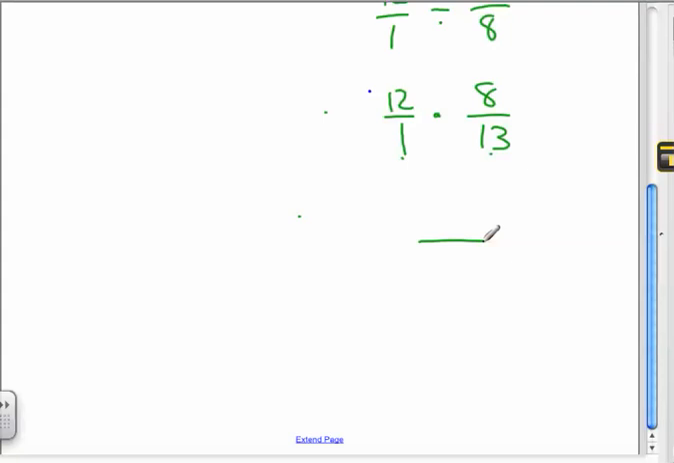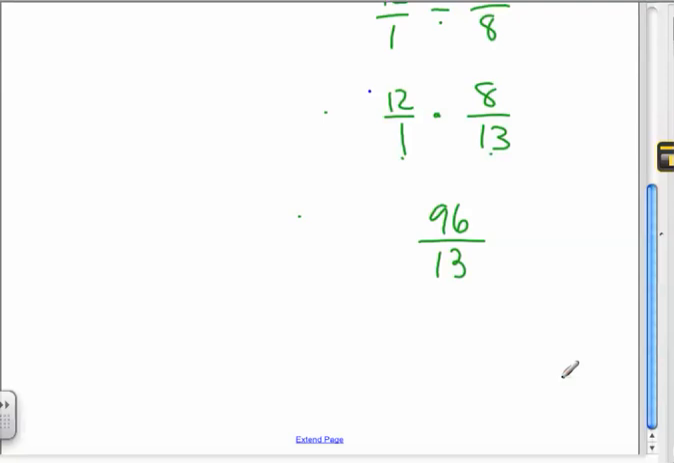What do I get in the numerator, please, Rex? 96. I get 96. And what do I get in the denominator, Spencer? I'm sorry? 13. Good. Now, this is a real world answer. I don't want 96/13ths planks of wood. How many planks of wood do I need if I change this back to a mixed number now?